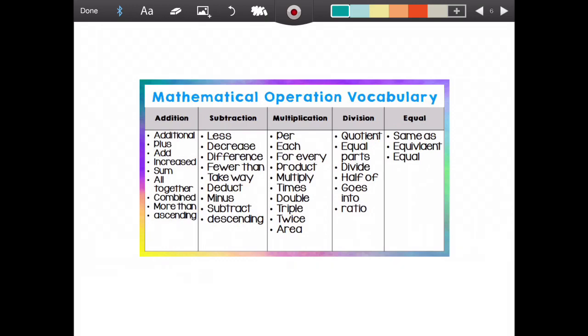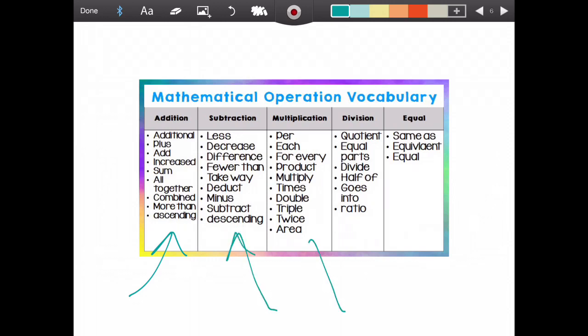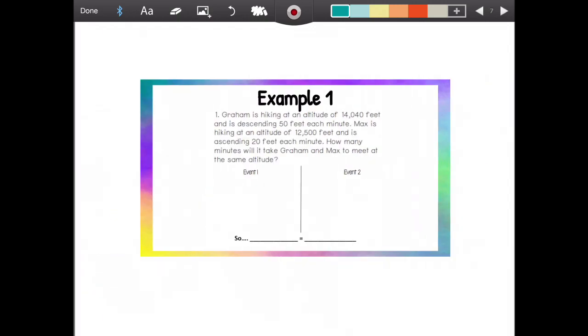Another thing, vocabulary is super duper important. Again, we need to be able to distinguish what vocabulary words within a word problem are telling us what operations to be used. All right, so take a minute if you want to pause, go ahead and familiarize yourself with all of these words. And again, you can always come back to this video to help. Okay, all right, finally, example number 1.